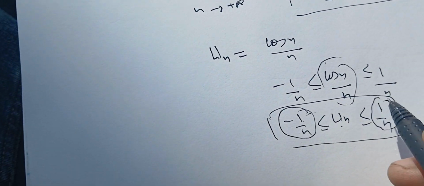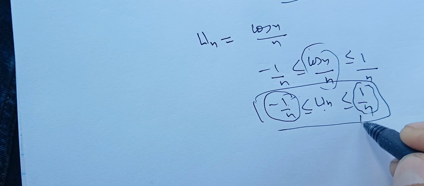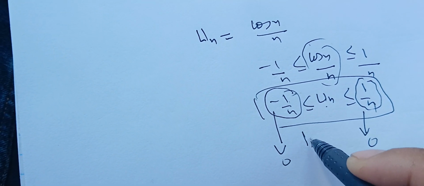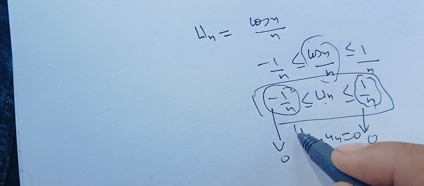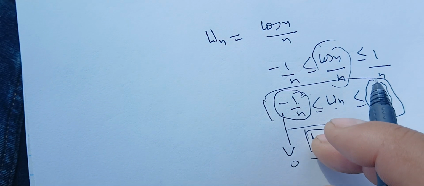Now we have our sequence: u sub n is between -1 over n and 1 over n. So this sequence is trapped between these two sequences. As n gets bigger, what's this one? We have seen it. This goes to 0. This one goes to 0, and therefore the limit of u sub n is 0. This is the squeeze theorem for sequences.